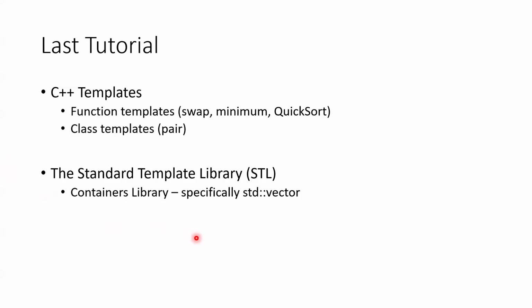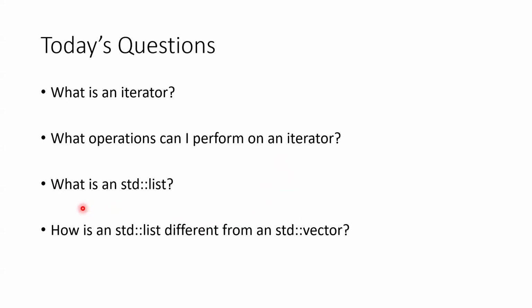Recall from last tutorial, we covered C++ templates. We have function templates and class templates. And we started the standard template library with the vector class from the containers library. And today we're going to look at iterators.